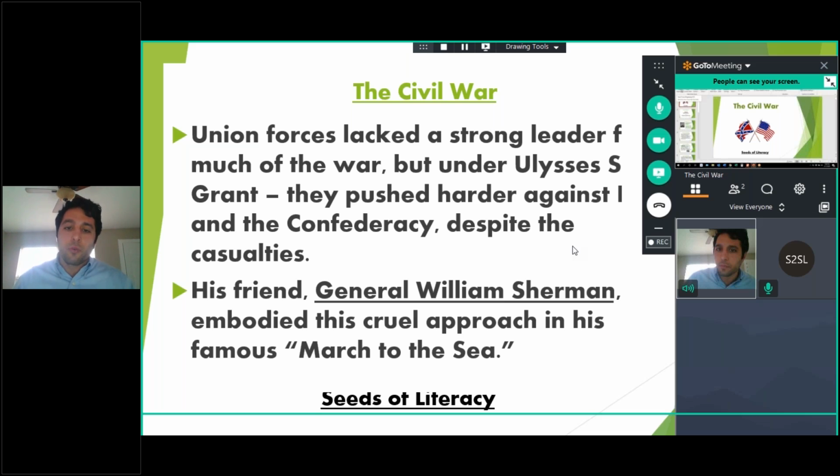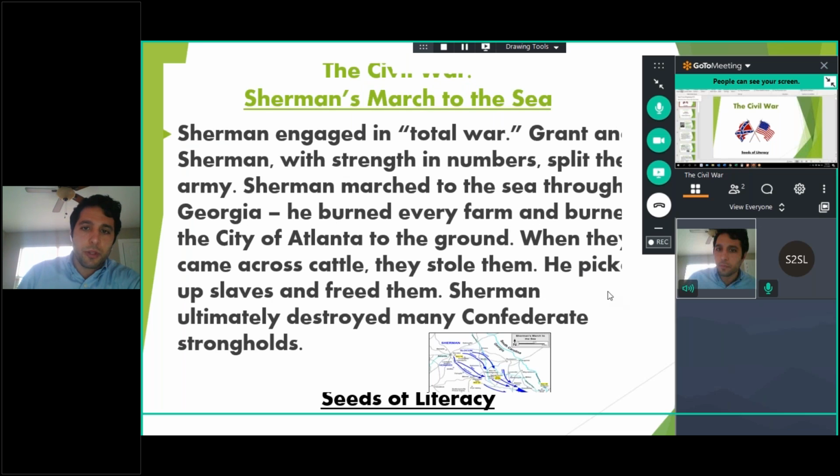And he employed General William Sherman, who also embodied this cruel approach. And he did his famous March to the Sea. General Sherman and General Grant split their armies. General Grant pushed to Richmond, and General Sherman went through Georgia. And he did this thing that he called total war, which was essentially a very cruel, ruthless march through enemy territory where he burned every farm, he burned the city of Atlanta to the ground, he stole cattle, he freed slaves when he saw them. He ultimately destroyed a lot of Confederate strongholds.